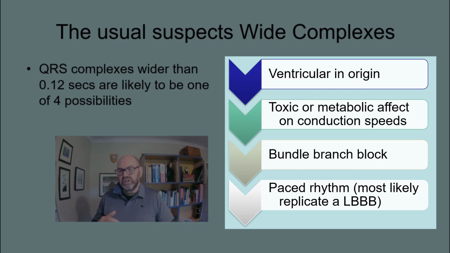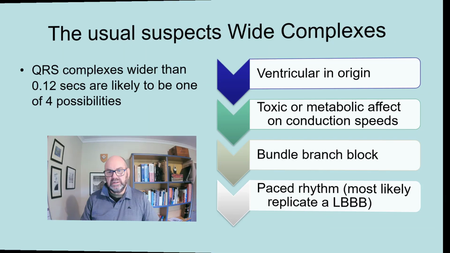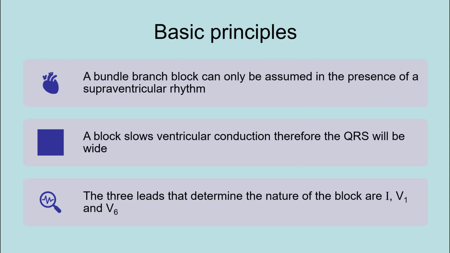Ventricular pacing is normally achieved via a pacing wire placed against the intraventricular septum. Its placement avoids the bundle branches and is most likely to replicate a left bundle branch block. So there are three basic principles that we need to stick with. The first is that a bundle branch block can only be assumed in the presence of a supraventricular rhythm. In other words, if there's no P wave that's associated with each of the QRS complexes, then we can't be thinking bundle branch block.